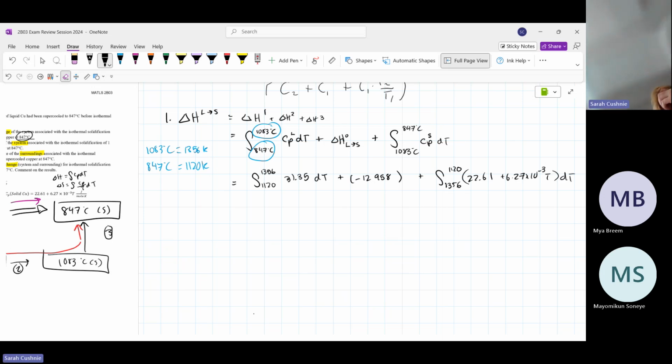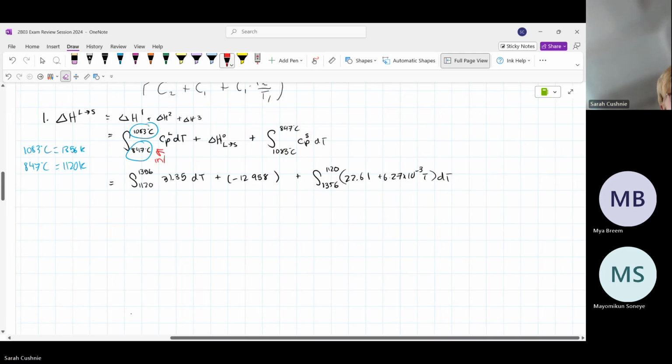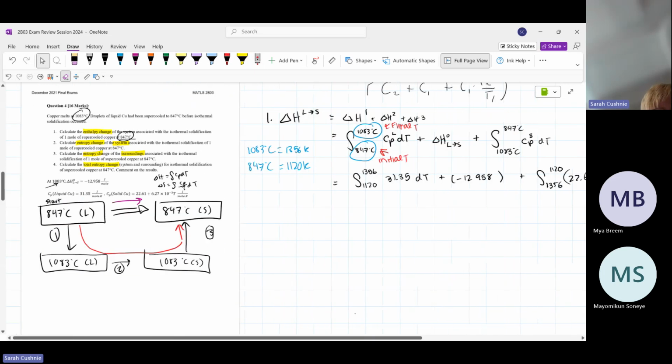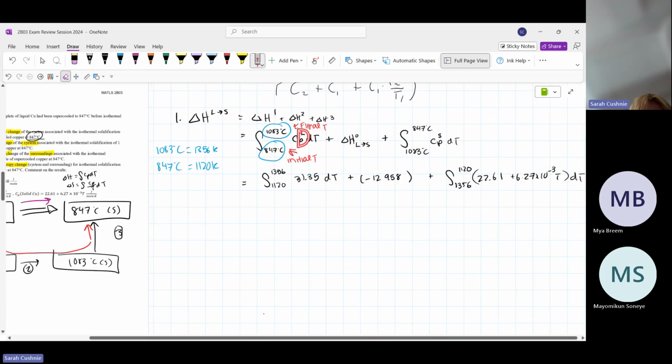So the key things to note to make sure we get correct here is making sure we convert to Kelvin, making sure that we have the right temperature bounds. So the bottom temperature bound, that's the initial T, and this is the final T. And note that these are different for our first and our second, because the first one is when we're going from low to high, and the second one is when we're going from high to low. And then the other thing is make sure we get the right equations for Cp in there.